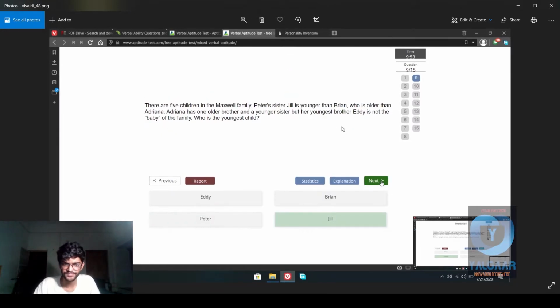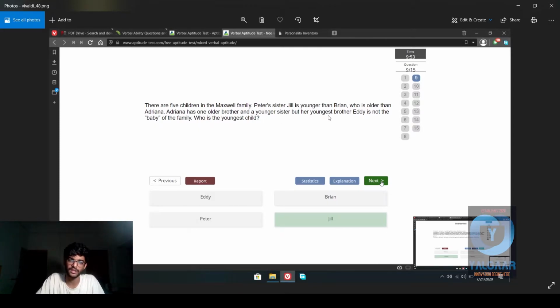So next, there are 5 children in the Maxwell family. Peter's sister Jill is younger than Brian, who is older than Adriana. Adriana has one older brother and a younger sister, but her youngest brother Eddie is not the baby of the family. Who is the youngest child?